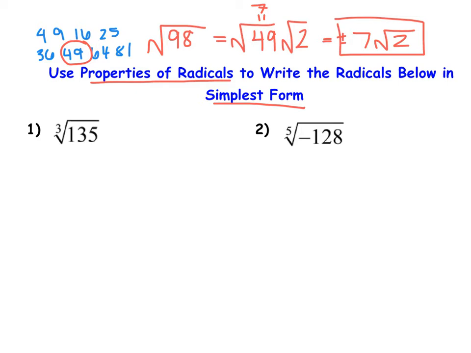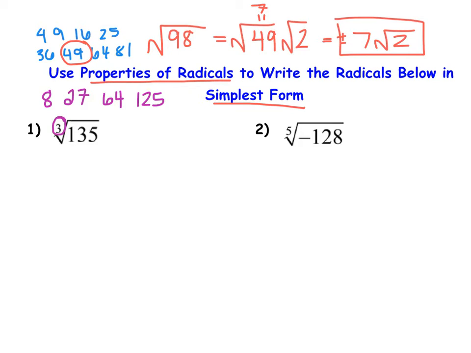Looking at this first example, I notice that I have the third root of 135. I'm going to go through this same process, but I know that I need to look at numbers to the power of 3 and figure out, is 135 divisible by any powers of 3? I'm not going to look at 1 because everything is divisible by 1, but 2 to the power of 3 is 8, 3 to the power of 3 is 27, 4 to the power of 3 is 64, and 5 to the power of 3 is 125. And 6 to the power of 3 is bigger than 135.